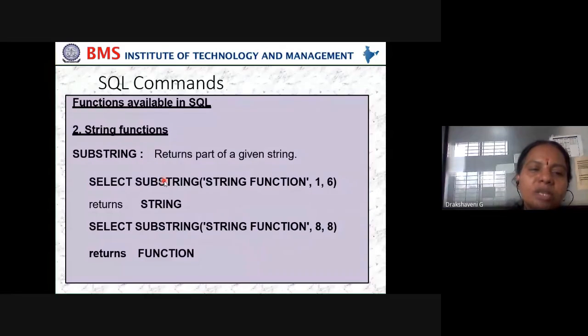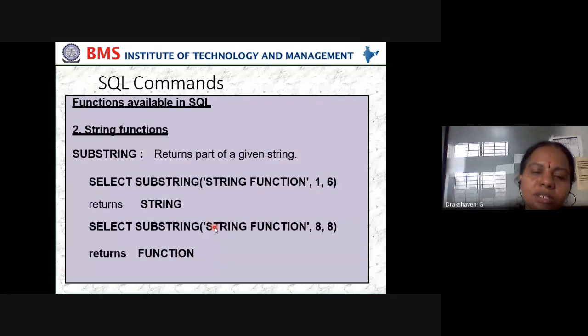Now let's take one small example. Substring returns a part of a given string. So let us select substring. What do we want to select? The string function, that is 1 and 6. From where do I want to start? I want to start from 1, and what length do I want? I want 6 characters. Then start from here: 1, 2, 3, 4, 5, and 6. So this is the 6, and it will return a string.